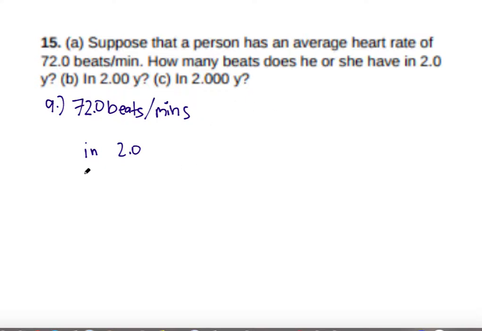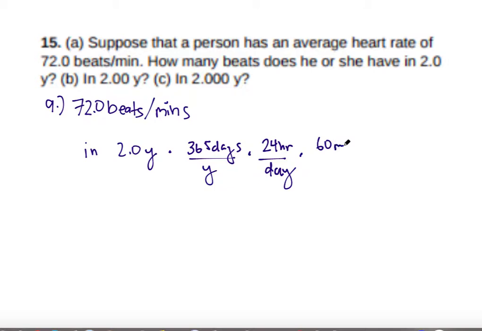So I'm actually going to do a little bit of a unit conversion, and I can do that a couple ways. I could either find the number of beats per year, or I could find the number of minutes in 2 years. So I'm actually going to do that, because that seems a little better. So in a year, I have 365 days. In a day, I have 24 hours. And then in an hour, I have 60 minutes.